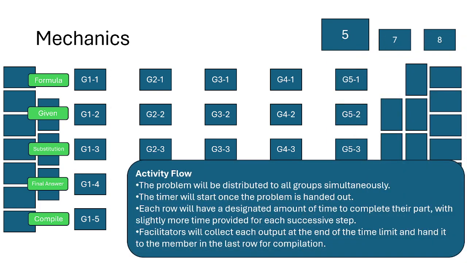The activity flow: the problem will be distributed to all groups simultaneously. The timer will start once the problem is handed out. Each row will have a designated amount of time to complete their part, with slightly more time provided for each successive step. Facilitators will collect each output at the end of the time limit and hand it to the member in the last row for compilation. So for visual purposes, let's see how the activity is going to flow.